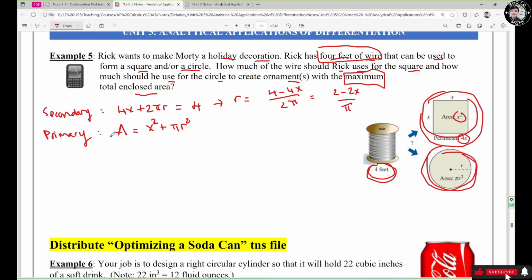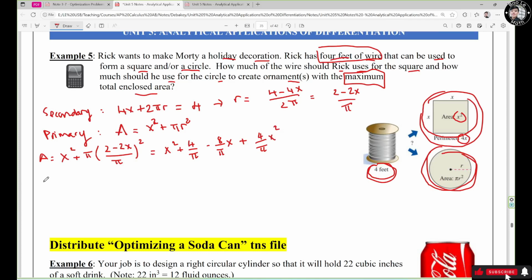I need to substitute this over here, so it could be s squared plus pi times (2 minus 2s over pi) all squared, right? Now I need to simplify, so this turns out to be s squared plus 4 over pi minus 8 over pi times s plus 4 over pi times s squared, right?